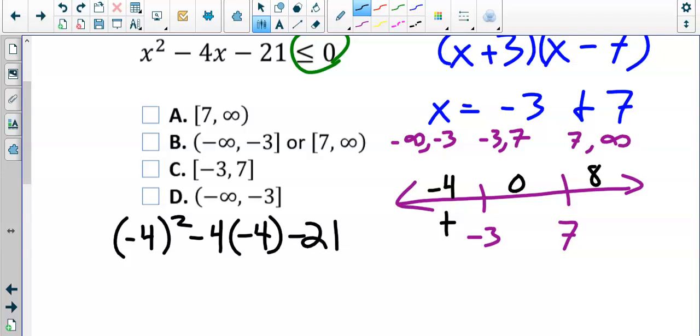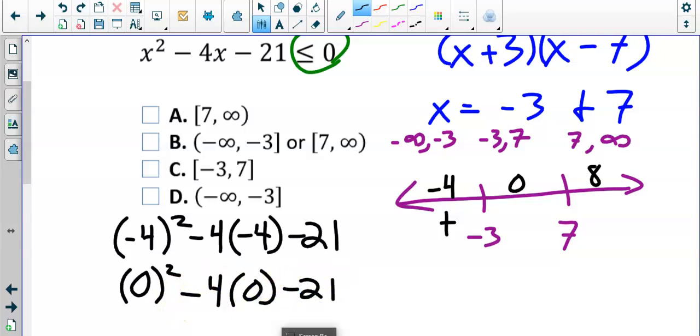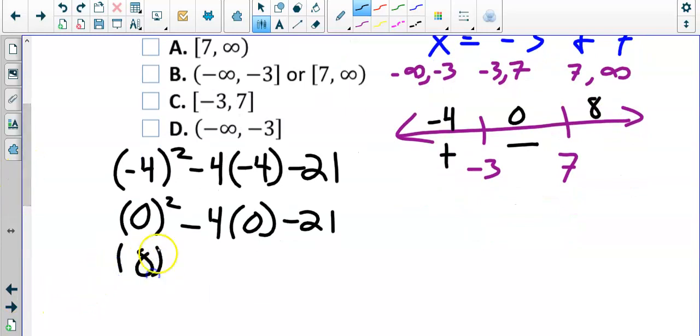All right? So now we want to see what happens if we plug in 0. What kind of answer is that? Negative. Good job. And then last but not least, you'll want to know what happens if we plug in a positive 8. Will that be a positive answer or a negative answer? It should still be positive. You bet. Again, we don't care about the numbers. We just care about whether it's positive or negative.